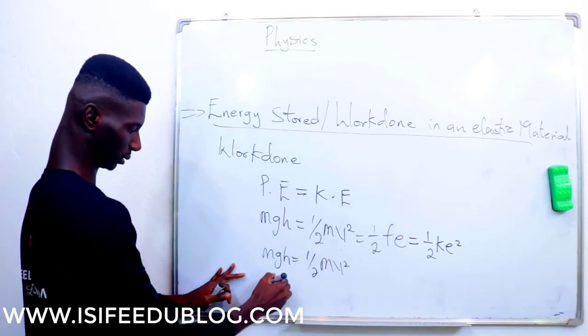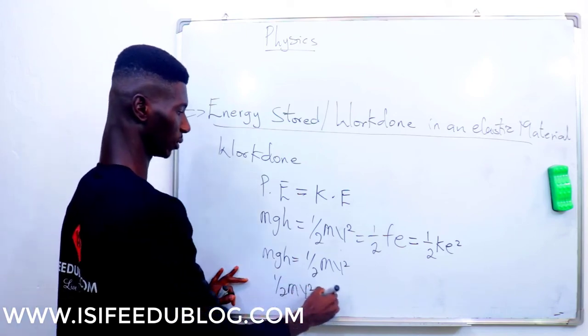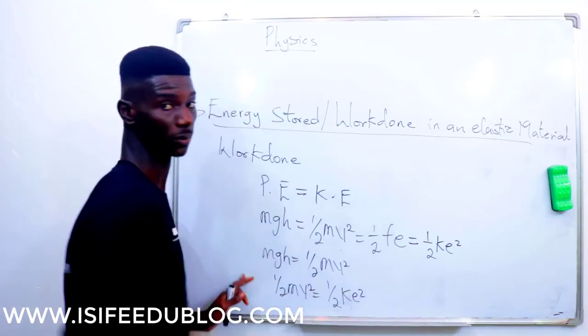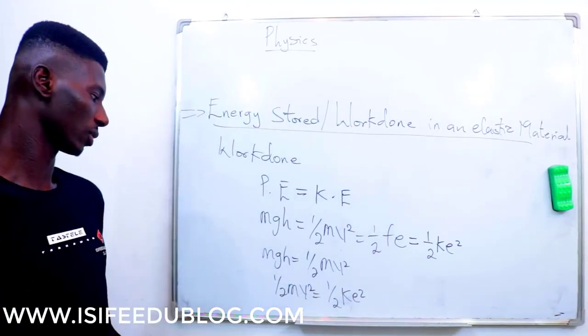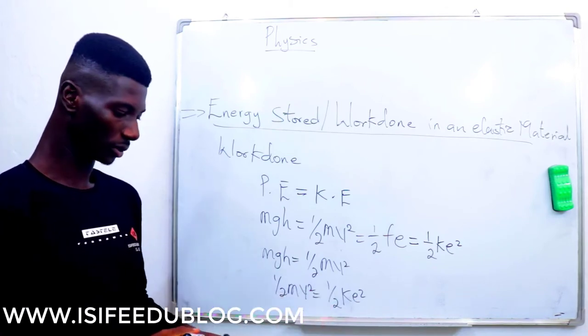You can equally equate half mv squared to half Ke squared, and so on and so forth. So it depends on the question. If you are given extension, velocity, and so on, you use this.